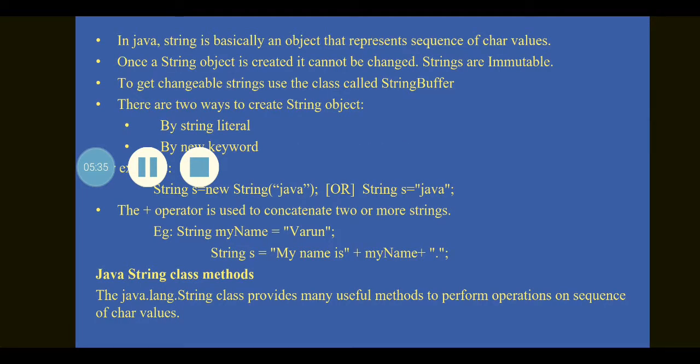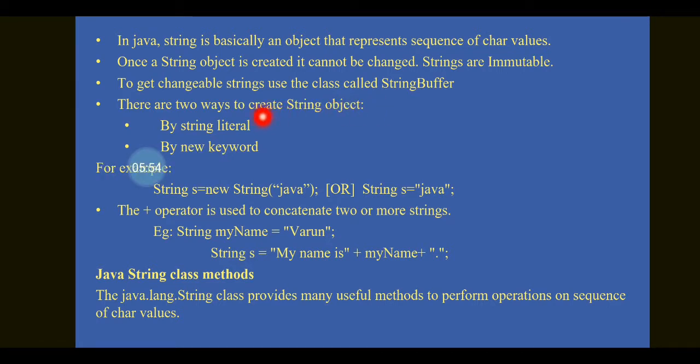The next topic we are going to discuss is Java strings. We all know that a Java string is a collection of characters that are enclosed in double quotes. In Java, a string is basically an object that represents a sequence of character values. Here string is not a data type, string is a class, we have to remember. Once a string object is created, it cannot be changed. So we can say strings are immutable.